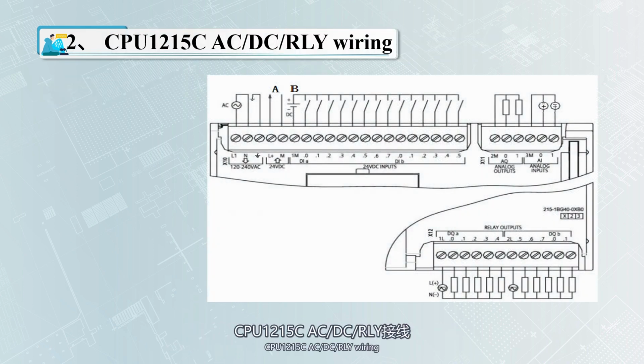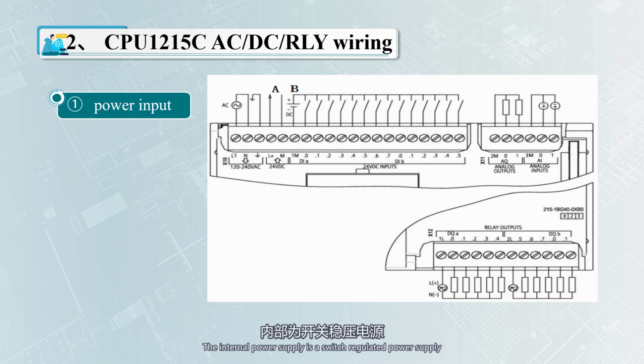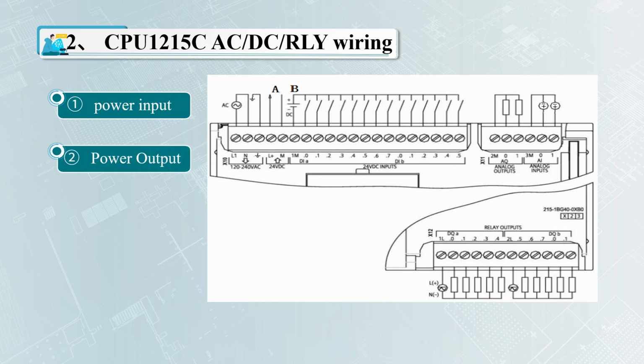CPU 1215C AC-DC/RLY wiring. Power input. The L1, N, and ground terminals are connected to an AC power supply of 120-240 VAC. The internal power supply is a switch-regulated power supply and the input AC voltage range is large. It is strictly prohibited to exceed the voltage of 240 V. Power output. The L+ and M terminals output 24 V DC, externally only supplying power to the input signal, and the output current and power are relatively small.